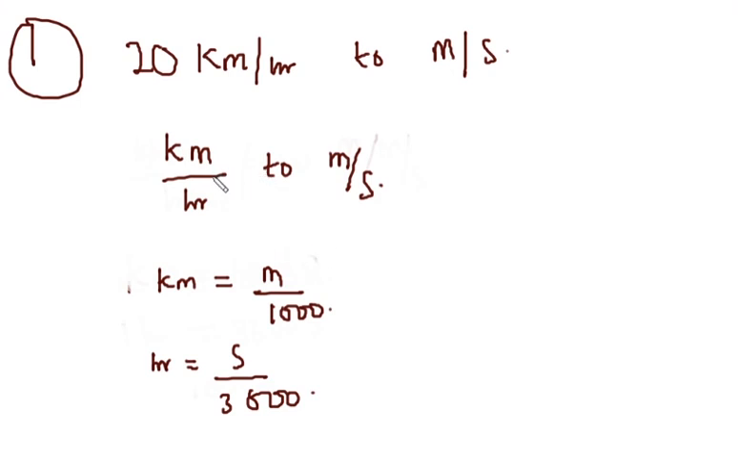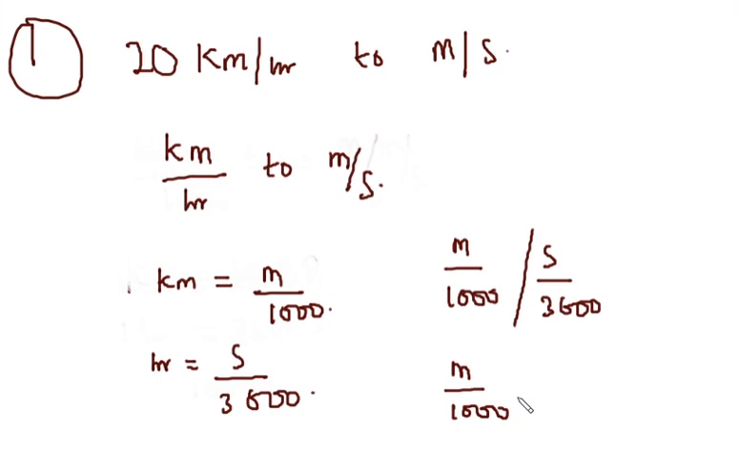If I substitute these values into this fraction here, I'll get m divided by 1000, divided by s over 3600. So that can be rewritten as m divided by 1000 divided by s over 3600. If you switch the numerator and denominator of this, you should have m over s times 3600 over 1000.